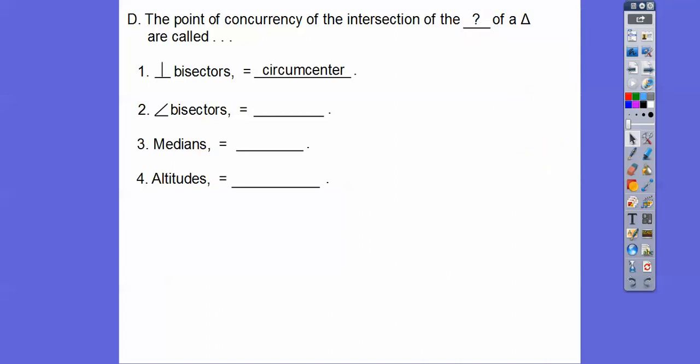How about the point of intersection of the angle bisectors? Well, that was right after the circumcenter. That gave us the incenter. The medians were yesterday, so that gave us the centroid, and today the altitudes make us the orthocenter. All four of these are concurrent lines. The angle bisectors intersect in the same spot, so do the perpendicular bisectors, so do the medians of a triangle, and the altitudes of a triangle. So they're all concurrent.